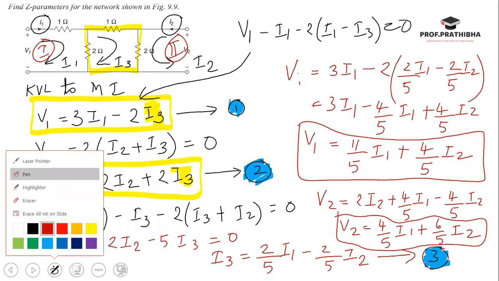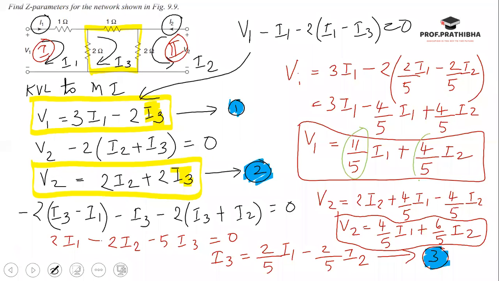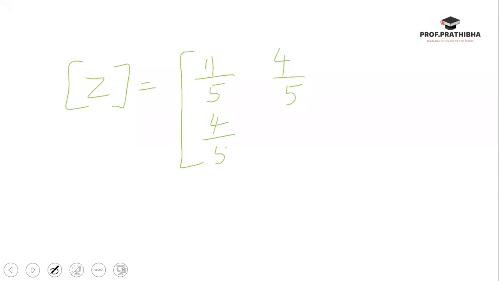I have got Z11, my Z11 is this one, this is my Z12, and this is Z21 and Z22. Sorry, Z11, Z12, Z21 and Z22. Did you understand this? Look. So in the final, I'm just going to represent it like, Z parameter is equal to, I will just write the final answer: 11 by 5, 4 by 5, 4 by 5 and 6 by 5. This will be my final answer.